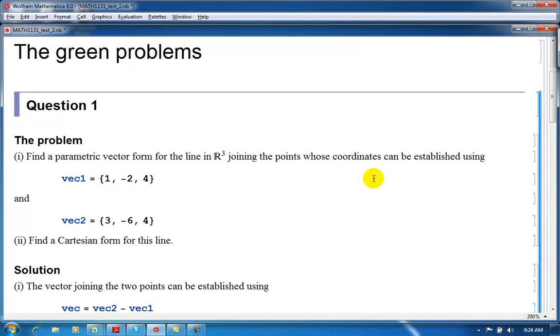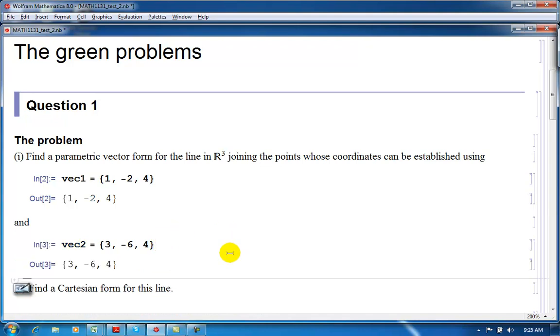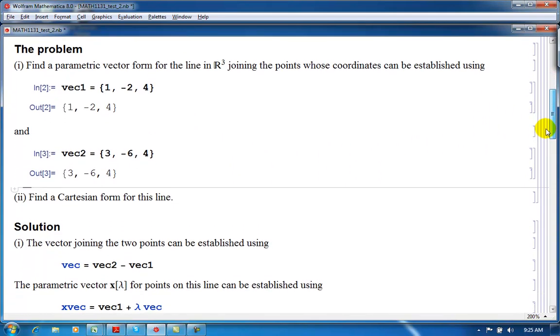So question one, what's it about? Well, we want to find the parametric vector form for a line connecting points with coordinates 1, minus 2, 4, and 3, minus 6, 4. And when we've done that, the second part is to find the Cartesian form of this.